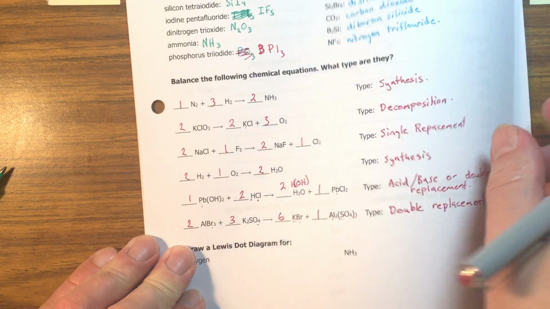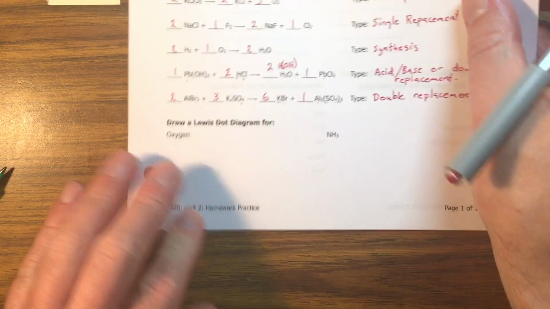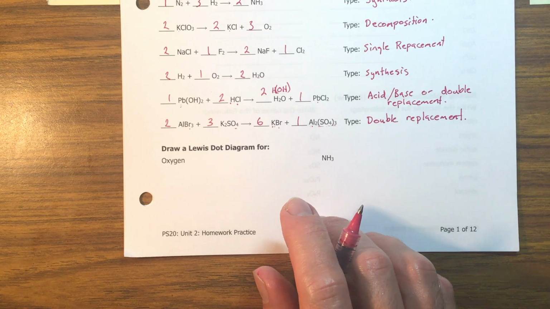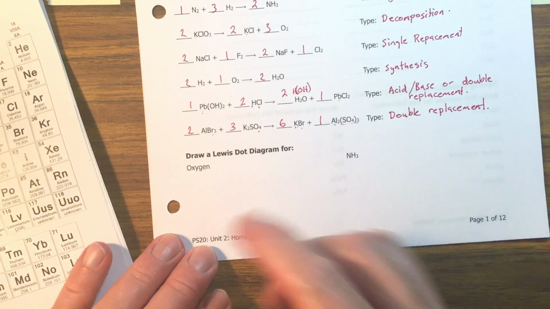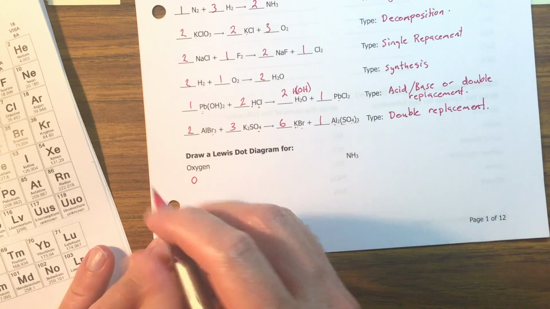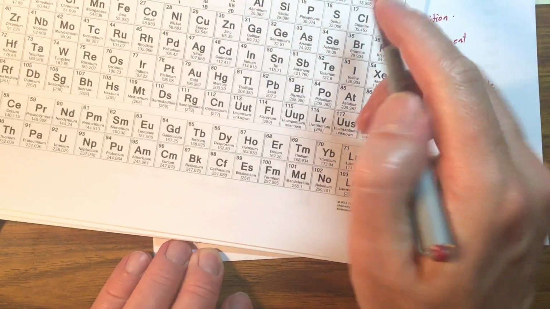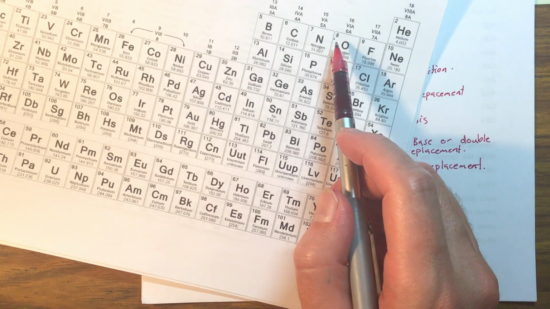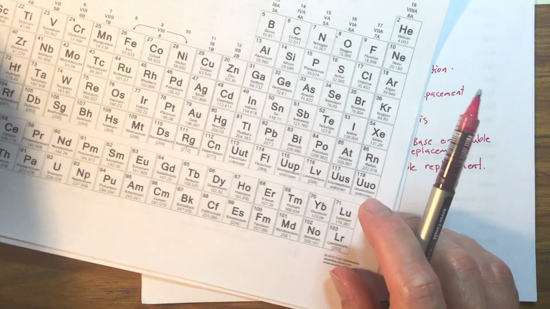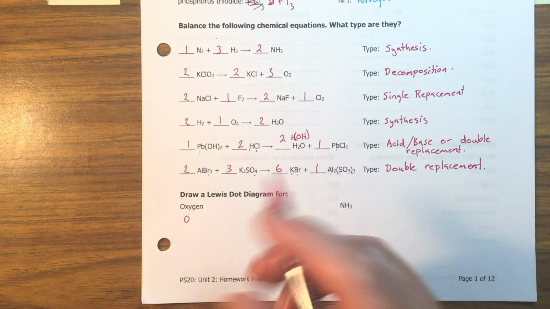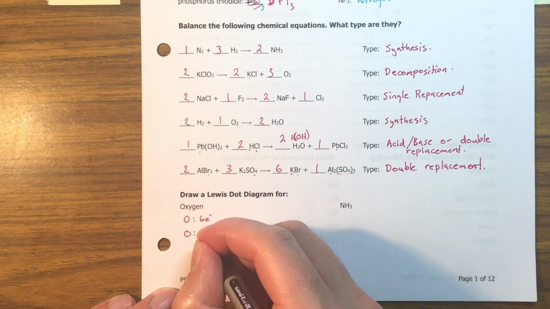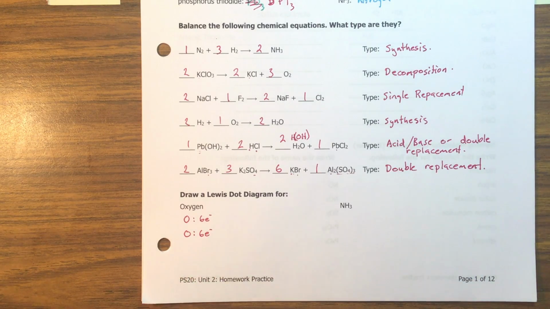All right. Last one. Draw a Lewis dot diagram for these. Oxygen. Okay, so we start out. Oxygen has an O. And oxygen normally has 8 electrons. 2 in the first shell, 6 in the valence shell. 6 electrons in the valence shell. This oxygen has 6 electrons in the valence shell. These guys want 8 electrons in the valence shell.